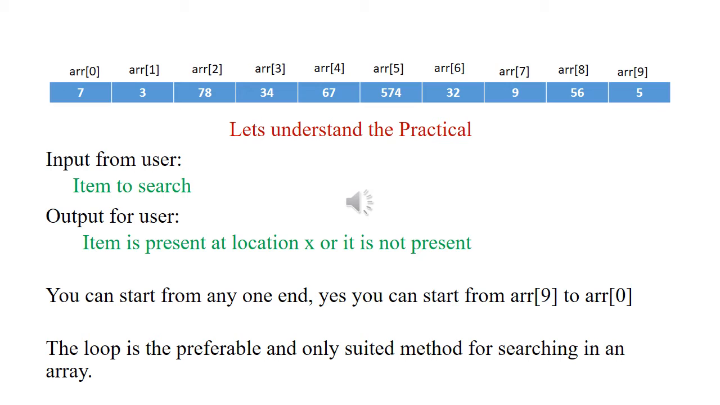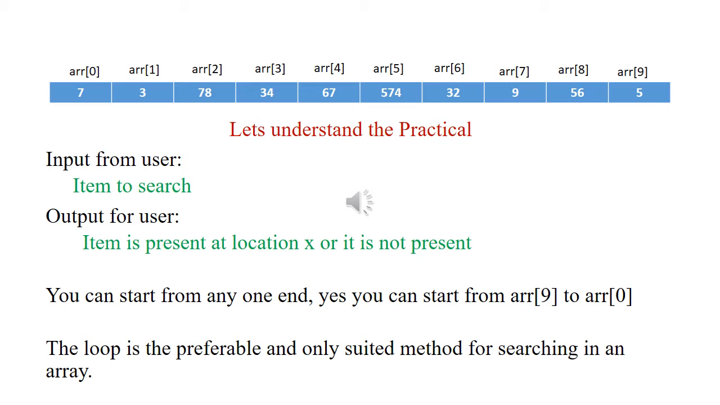So in this program, we take the item to search from the user, and as an output, the item is presented at location X. If we find the match, it will be written like this: item is present at location X. And if we don't find the match, we will say it is not present in the array.